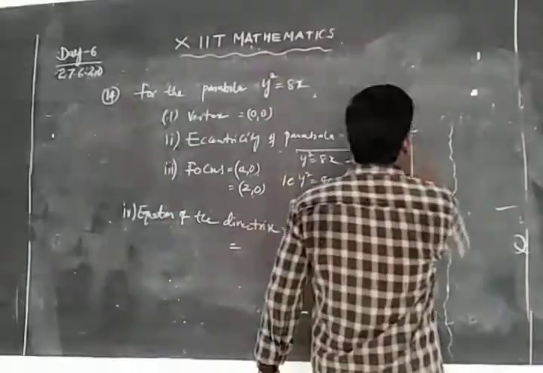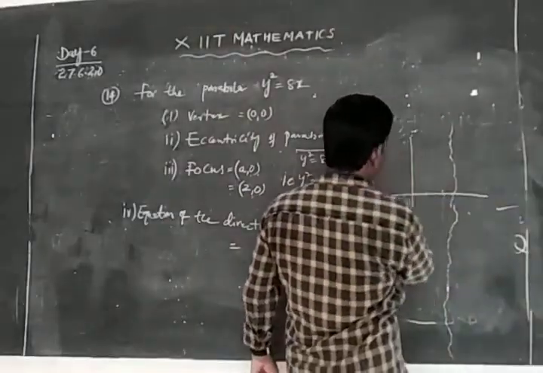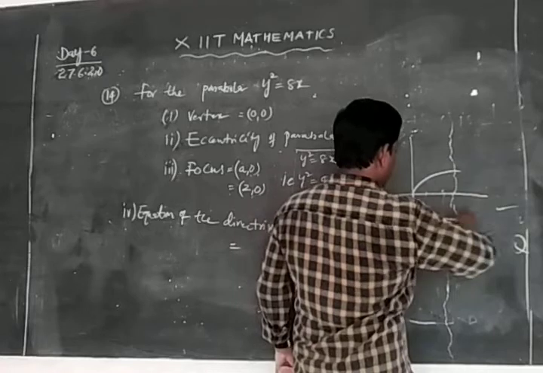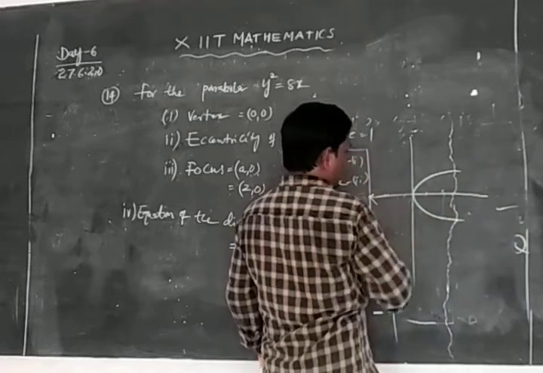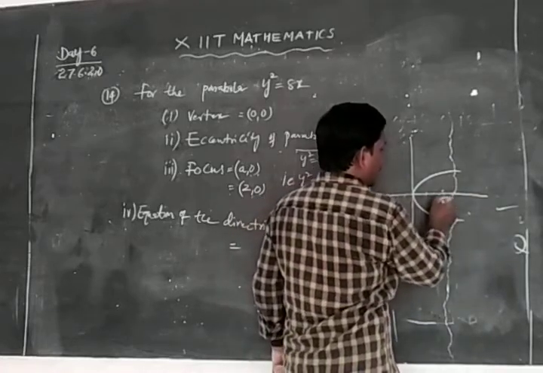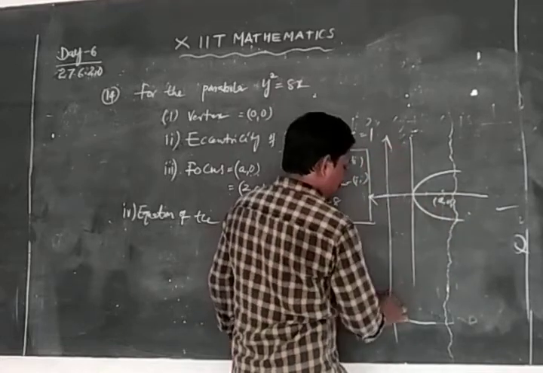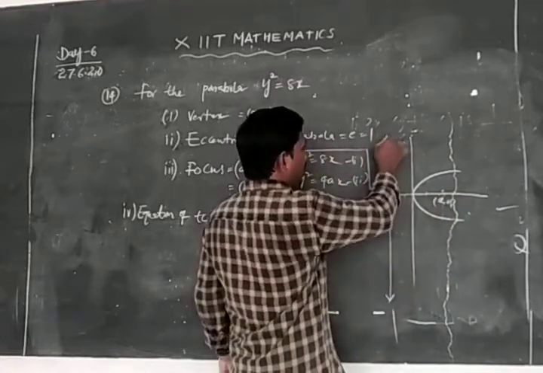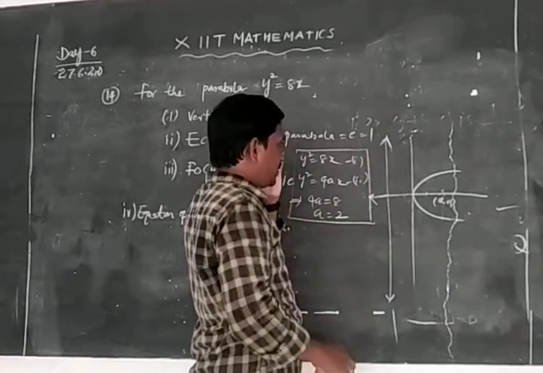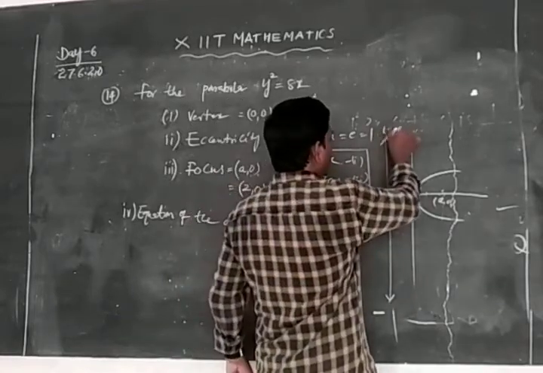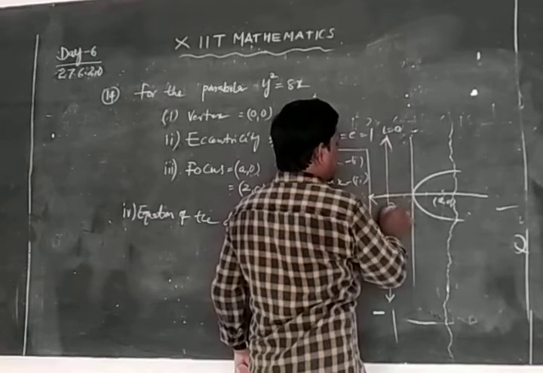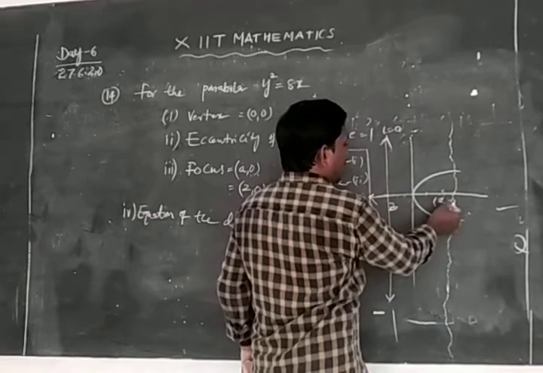Okay, this is the diagram. This is the focus (a, 0). This is the equation of the directrix, line L equal to 0. This is the point on the directrix Z, that means (a, 0).